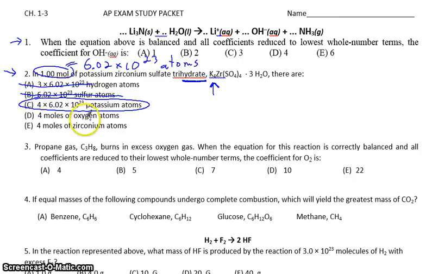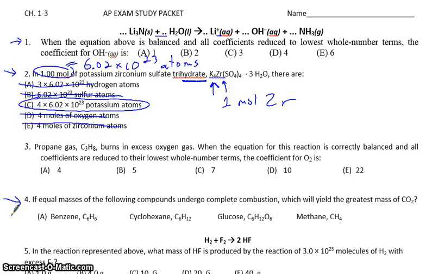The last few: 4 moles of oxygen atoms, that's incorrect. We actually have 16 plus another 3, so we have 19. This one's out. And then 4 moles of zirconium. Nope, we actually just have 1 mole of zirconium. So those are out as well. Not bad. How about the next one? We'll actually skip over this one. This requires you to write a little equation. But let's take a look at number 4.